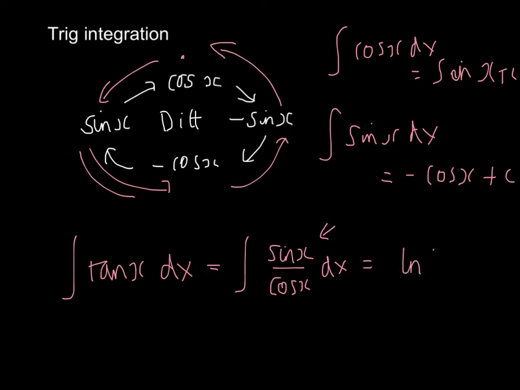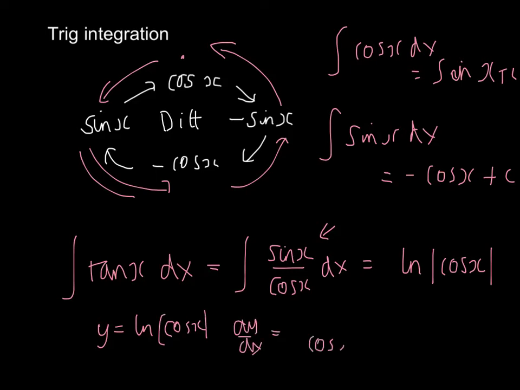And when we have the differential on top of a function, that's going to be a ln. So if we have the ln of the cosine of x and we differentiate that, so if y is the ln of cos x, then dy by dx would be cos x on the bottom, and the differential of cos x, which is minus sin x, on the top. So you can see that's almost what we wanted.